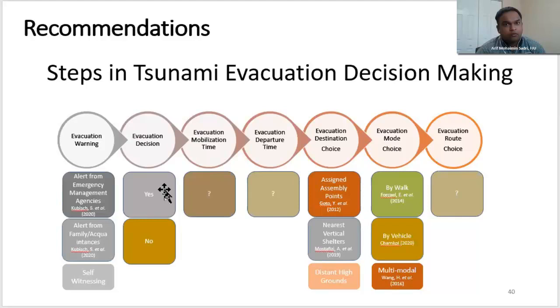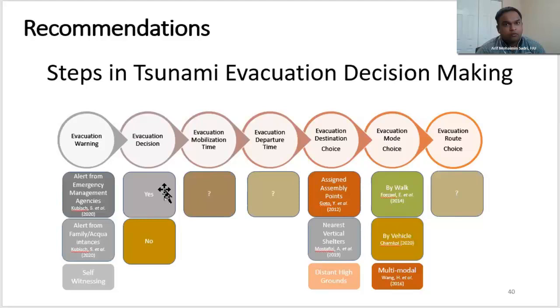The people who depart at some point also have to choose a destination. Where are they going? Are they going to a friend's house? Are they going to find a tall building? Are they going out of the state? The possible destination choice is also important, because otherwise you don't know how much time it will take for all of the people to safely clear the area. So destination choice is also important.